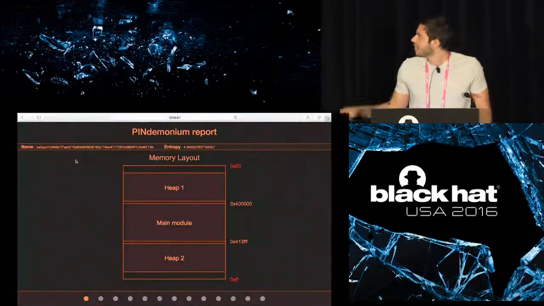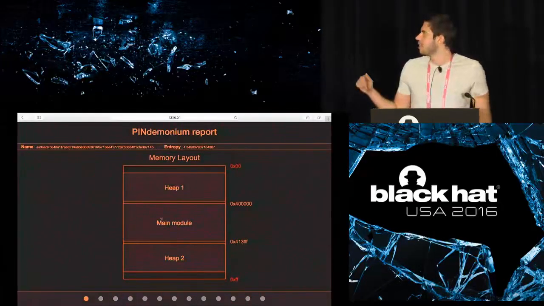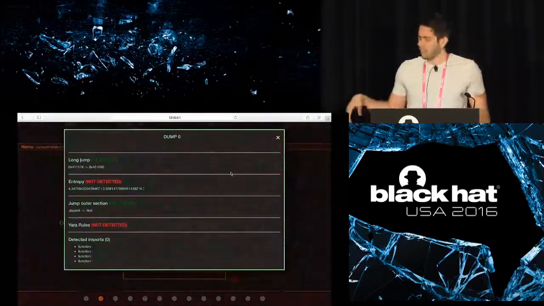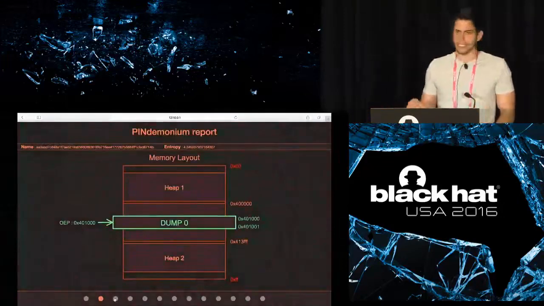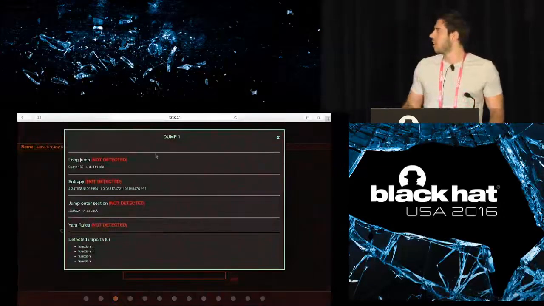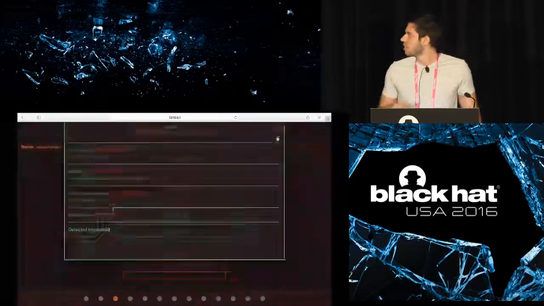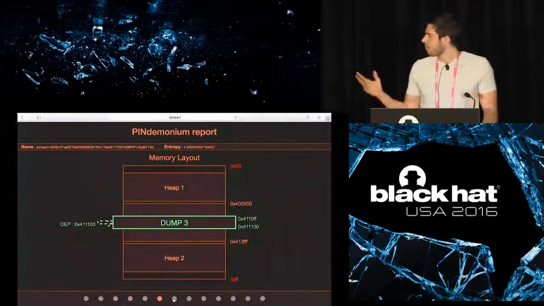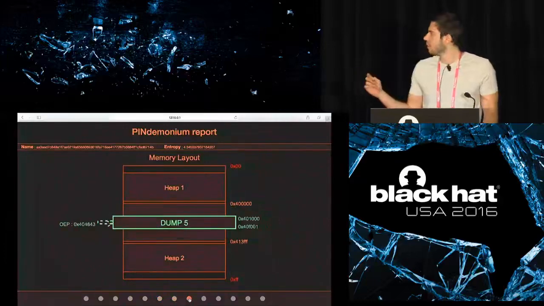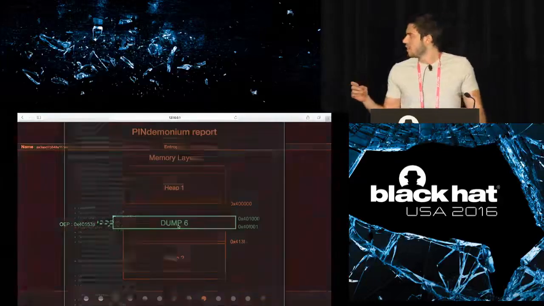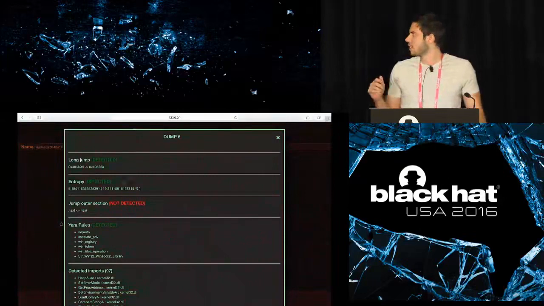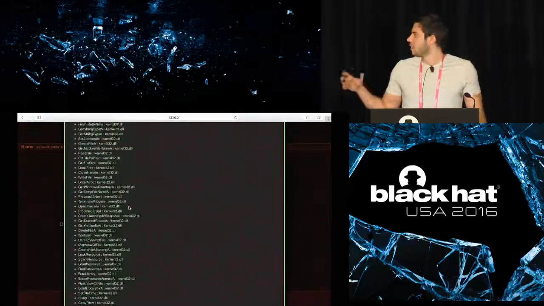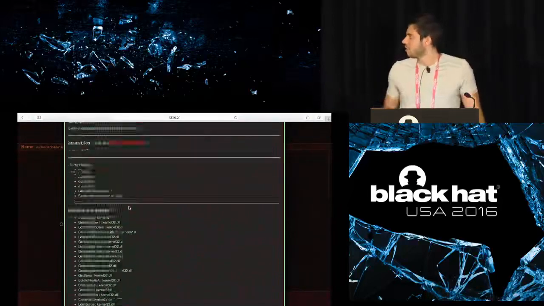Here we go. There is the name of the program, its initial entropy, and the whole evolution of the program during the analysis. And for each dump, we provided also the result given by the heuristics. And if we analyze the current one, the dump number 6, we can see that all the heuristics are triggered correctly, and even the list of the imported functions is shown.